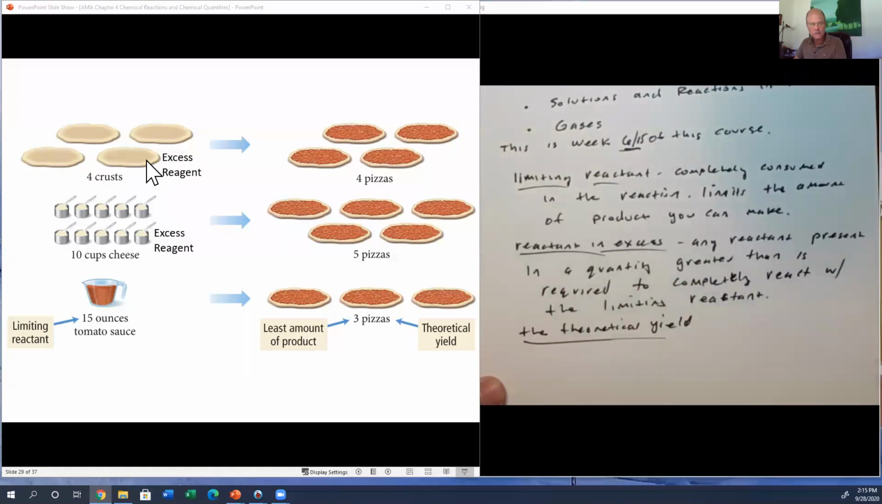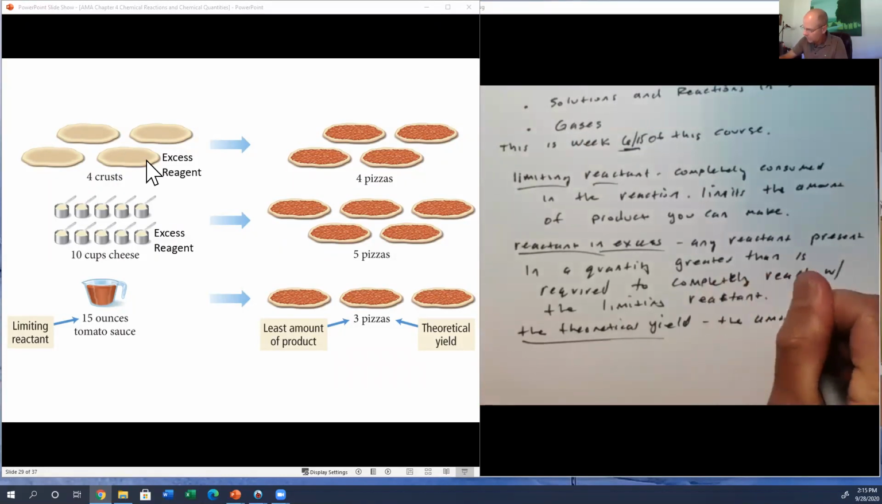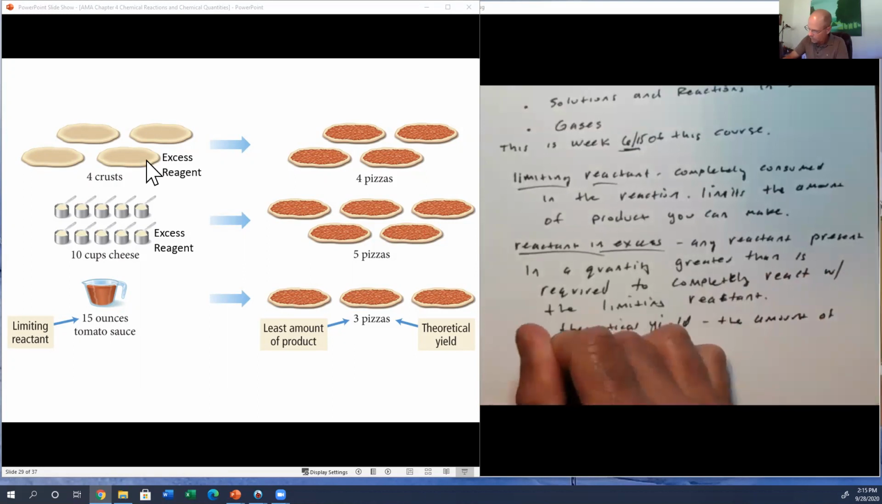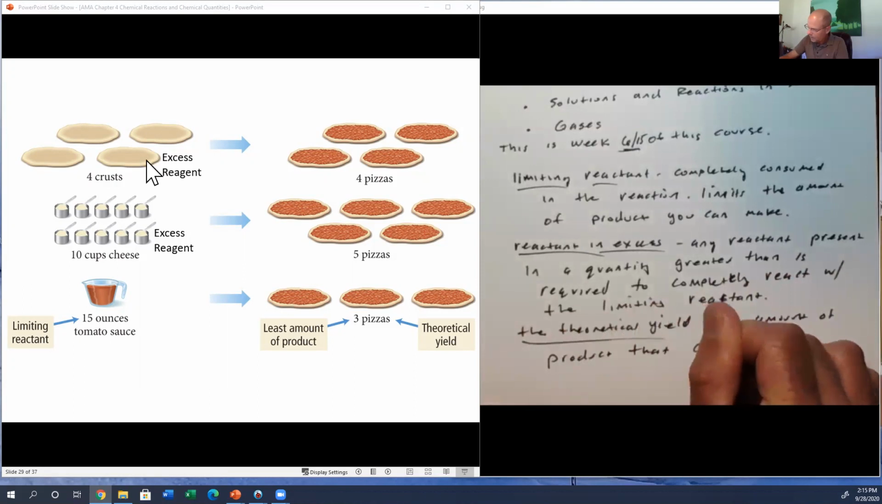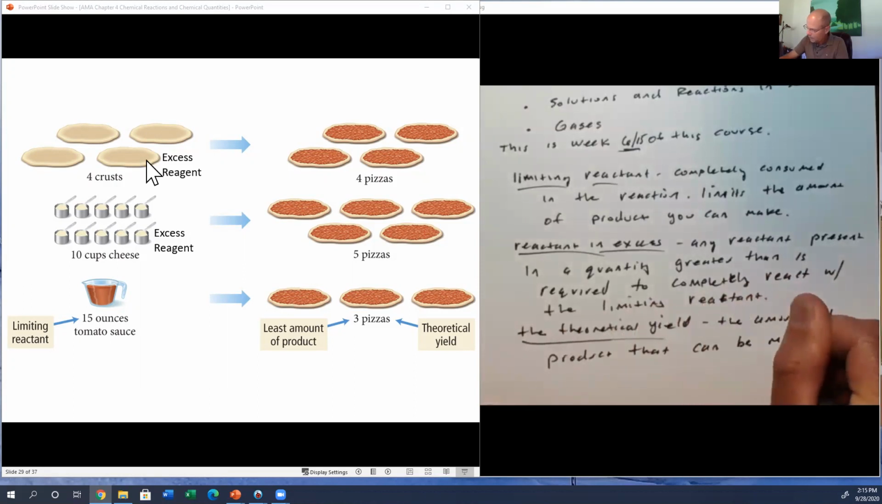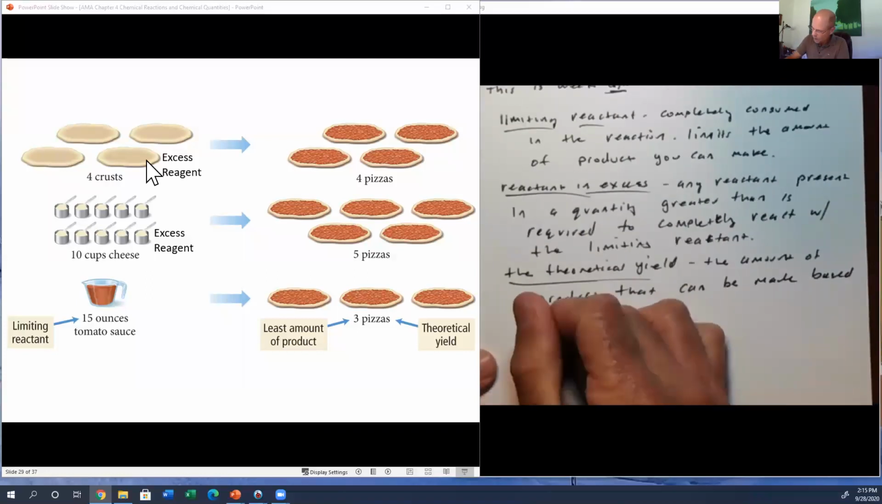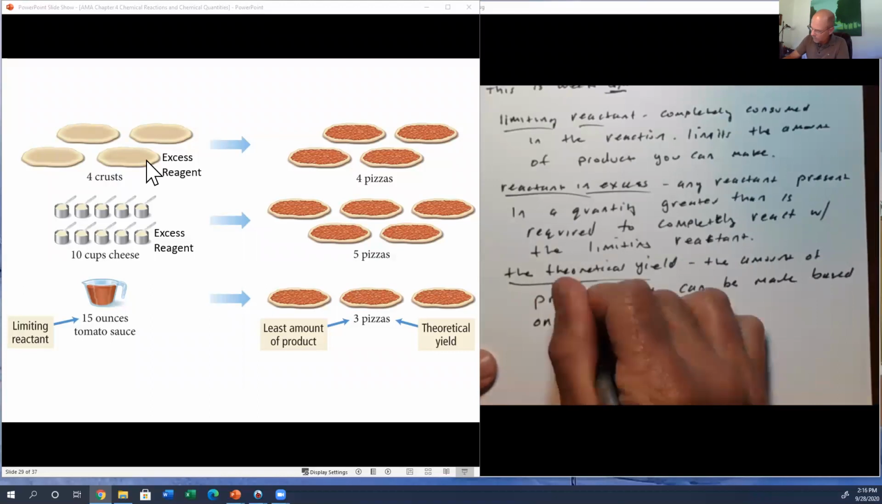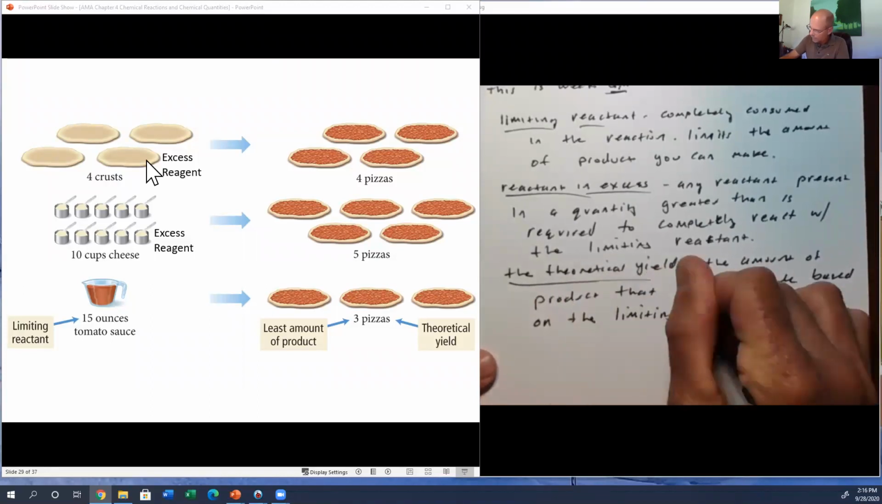The theoretical yield is the amount of product that can be made based on the limiting reactant, right?